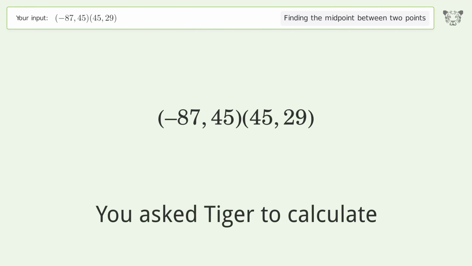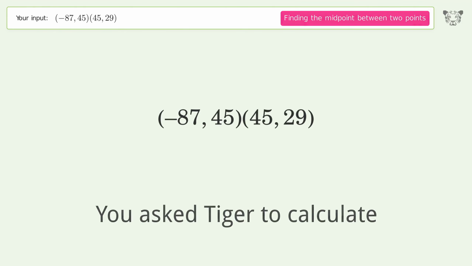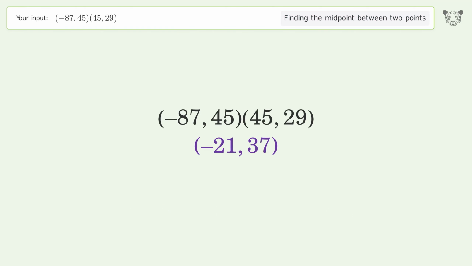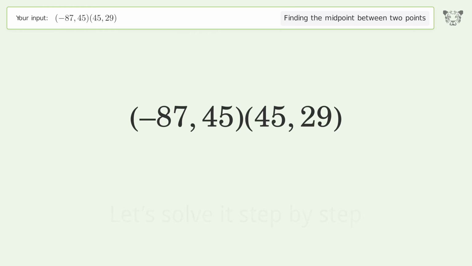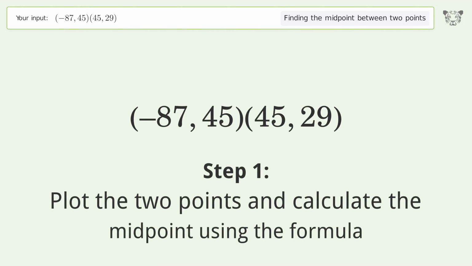You ask Tiger to calculate. This deals with finding the midpoint between 2 points. The midpoint between the 2 points is negative 21, 37. Let's solve it step by step. Plot the 2 points and calculate the midpoint using the formula.